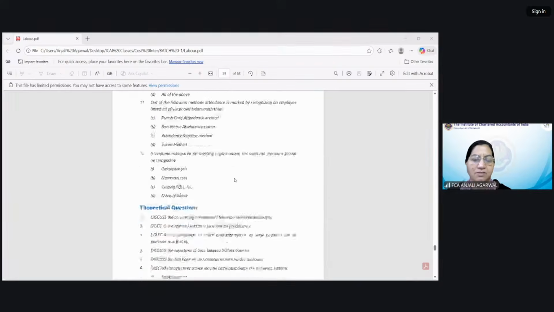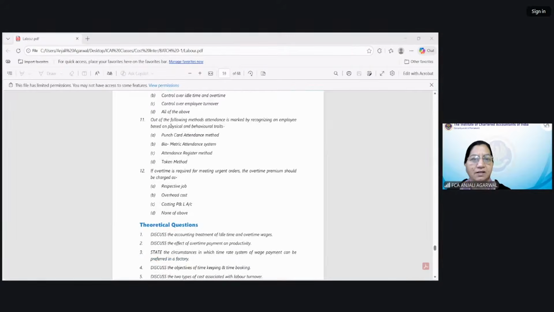What about others? Next. Out of the following methods, attendance is marked by recognizing an employee based on physical and behavioral aspect traits. So we are talking about here time keeping. How do the employees' attendance get recorded? Earlier there used to be a token method or a register kept, and the worker would come and sign on the register.